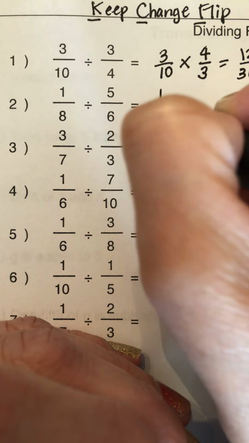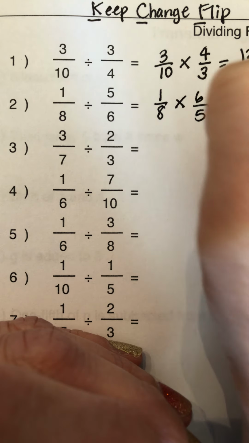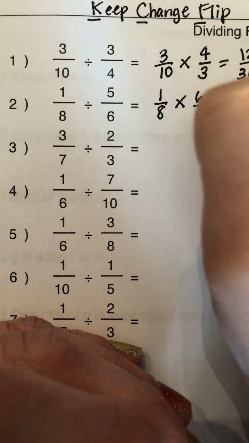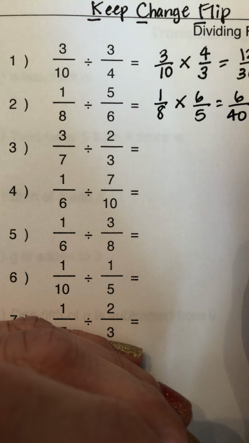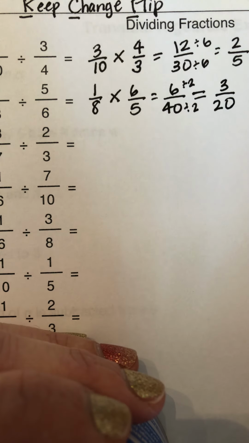So we're going to keep, we're going to change, and then we're going to flip. And 1 times 6 is 6, and 8 times 5 is 40. And then when we reduce that, we know we can divide 40 and 6 both by 2. So we'll try that first. 6 divided by 2 is 3, and 40 divided by 2 is 20, and you cannot reduce 3/20ths anymore.